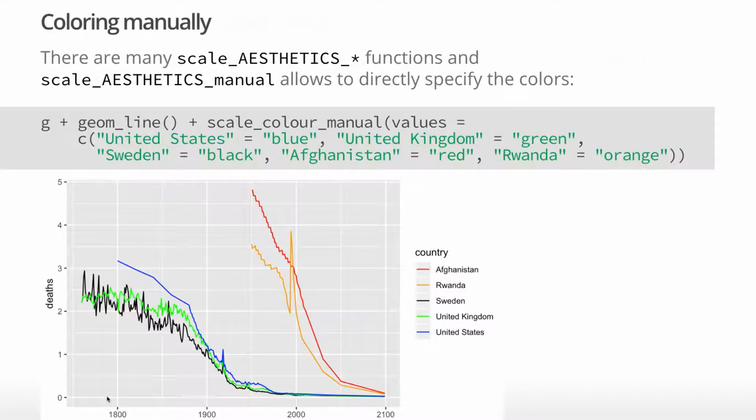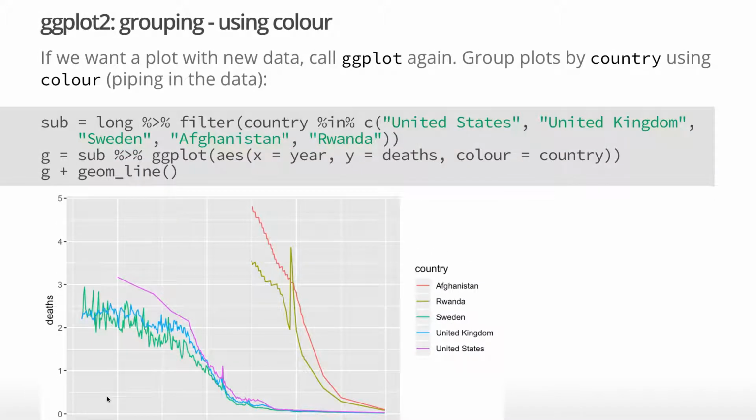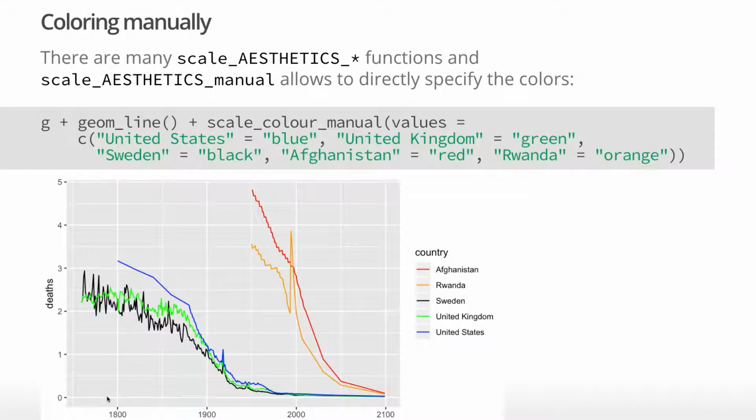So now we have the line where you say, you know what, I don't love that Rwanda is yellow. It's not my favorite, it's not the color palette I want. There are a bunch of different functions. Any aesthetic you can think of, there is a scale function for that. Scale fill, scale color, scale shape. In this case, we're going to be using scale color, and we're going to manually add the colors.